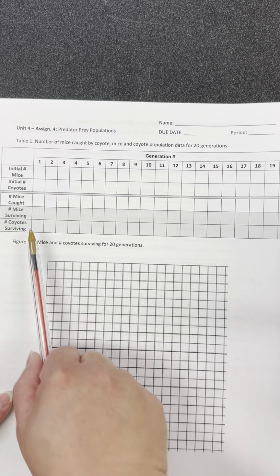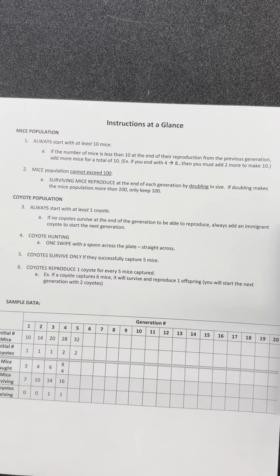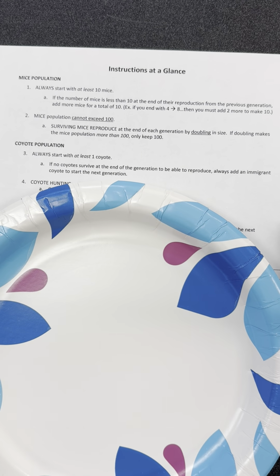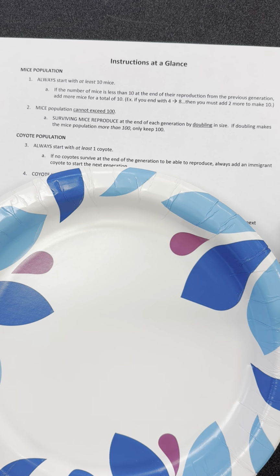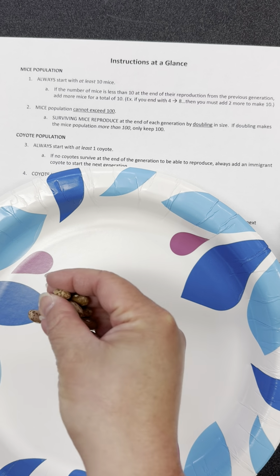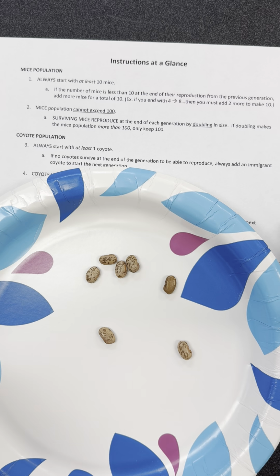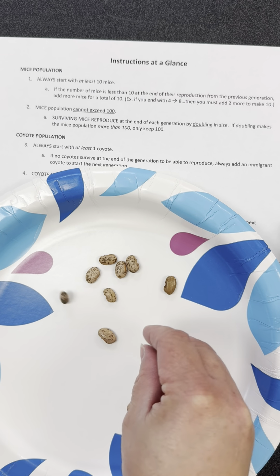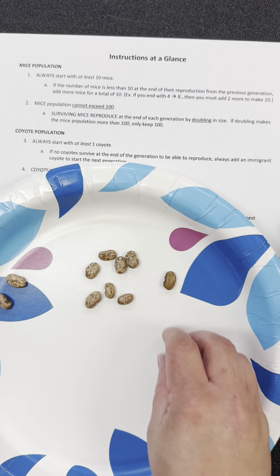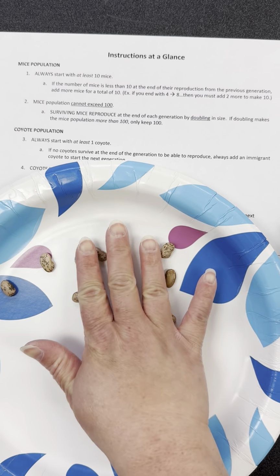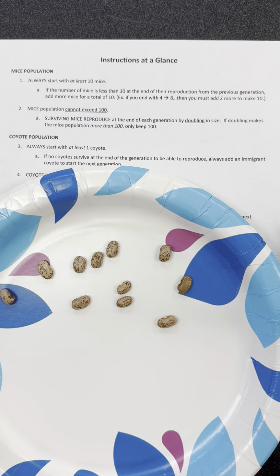So in class, this is what we're doing here, but these are the instructions for what we're doing and how we're doing it. The mice population, it says to always start with at least 10 mice. So I'm going to put this paper plate here too. Our mice are going to be represented by these beans. Okay, so we've got 10 beans here, so 10 mice. I plopped them on here, spread them out a little bit so you can see that there are 10.